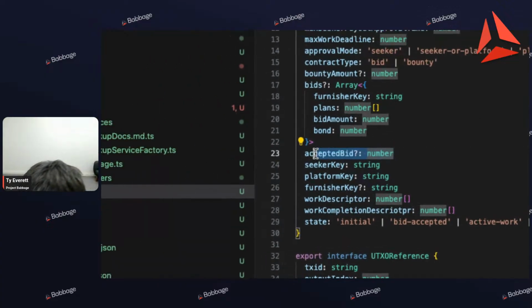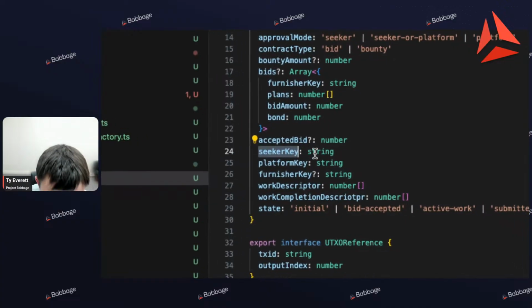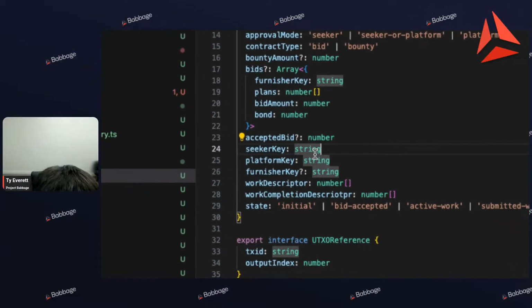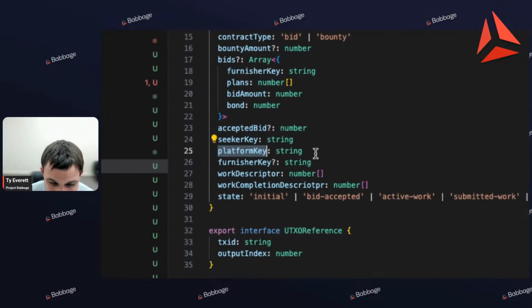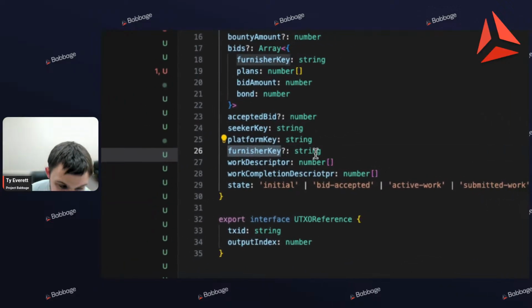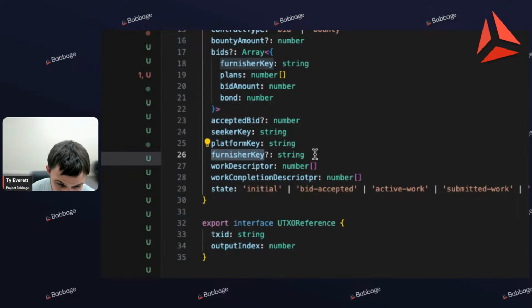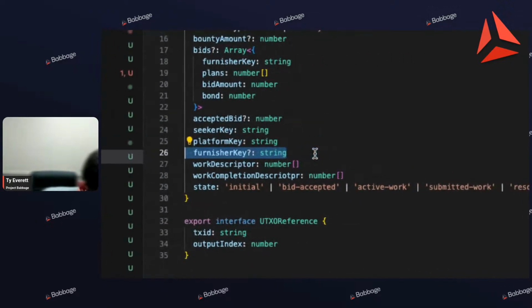We track which bid has been accepted, the public key of the person who is seeking the services to be completed, the public key of the dispute resolution platform, and the public key of the furnisher, which will be known and installed once a bid has been accepted.